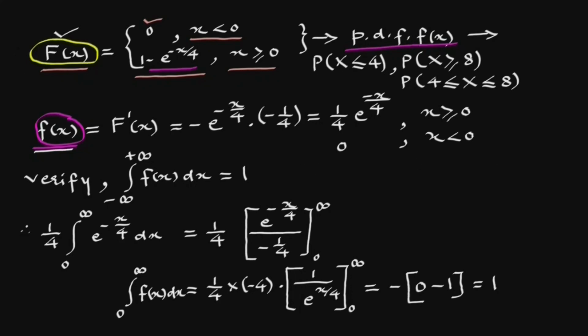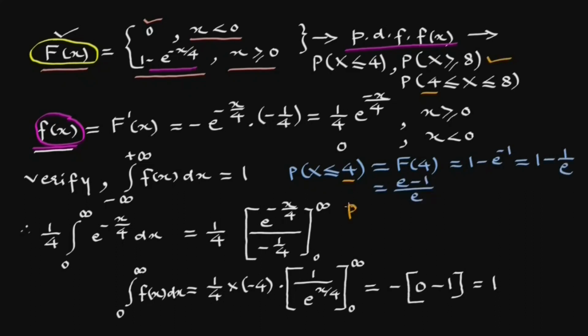Next we have to find the probability when x is less than or equal to 4, where this 4 is the lower limit of the interval. So it is F(4), that is 1 minus e raised to minus 1, which is 1 minus 1 upon e.